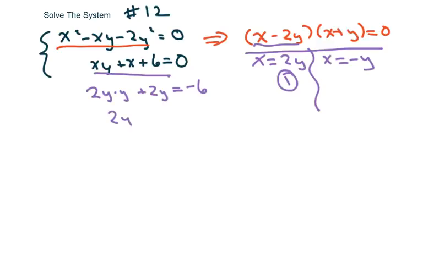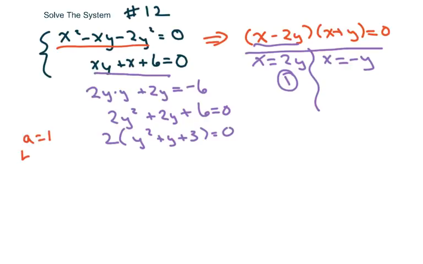So you get 2y squared plus 2y. I'm going to move the 6 back over again, plus 6 equals 0. Now, I'm going to go ahead and factor out a 2 and see if I can factor this. And if you notice, this doesn't factor. So I'm going to use the quadratic formula. And my a is 1, my b is 1, and my c is 3.